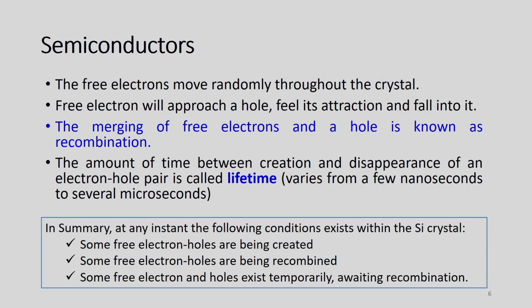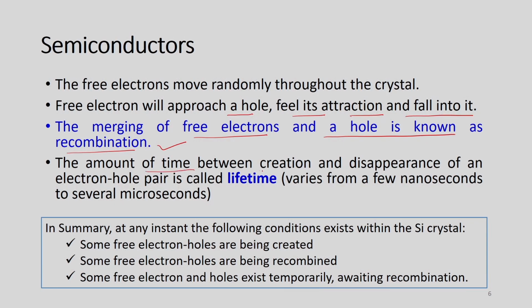The free electrons move randomly throughout the crystal, and then a free electron will approach a hole, feel its attraction and fall into it. The merging of free electrons and holes is known as recombination. We already discussed recombination in the last class, but we still need to understand it, because it is one of the important aspects as far as PV conversion is concerned.